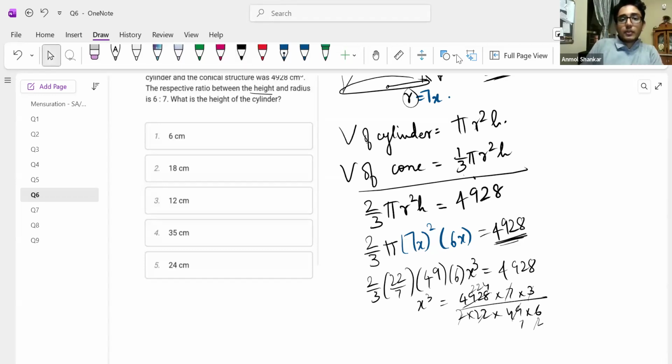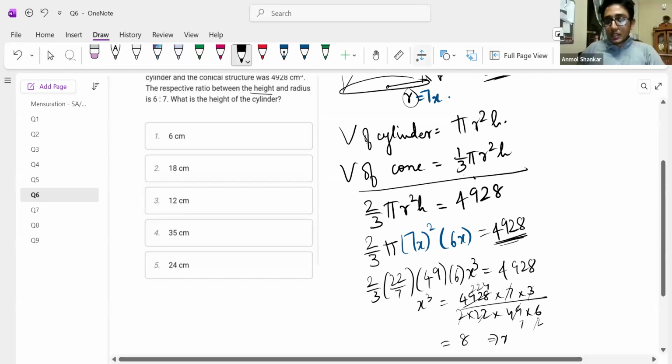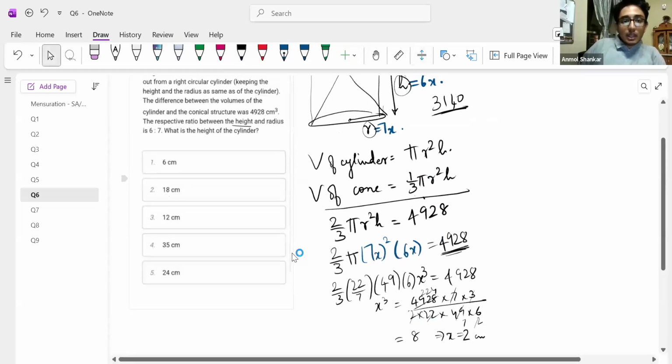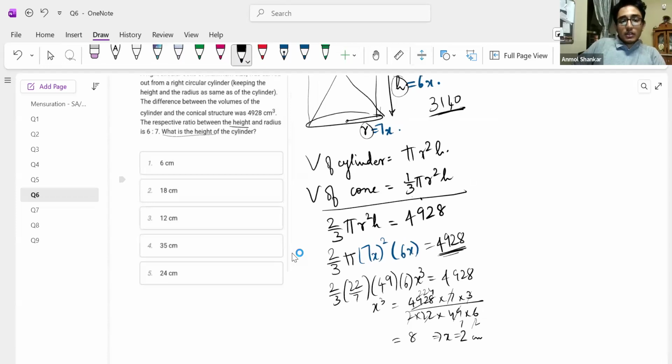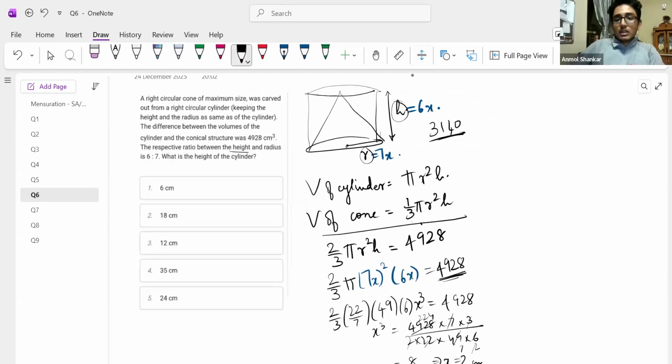What do we get? What is the value of x we are getting? Sir, x equal to 2, sir. Very good. So x cube is equal to 8, so x is equal to 2. And the question is asking what is the height of the cylinder. 6x, so 6 into 2, that is equal to 12 centimeter, right?